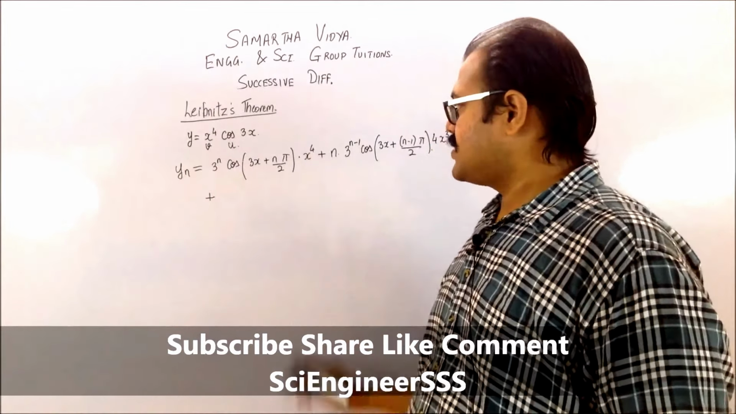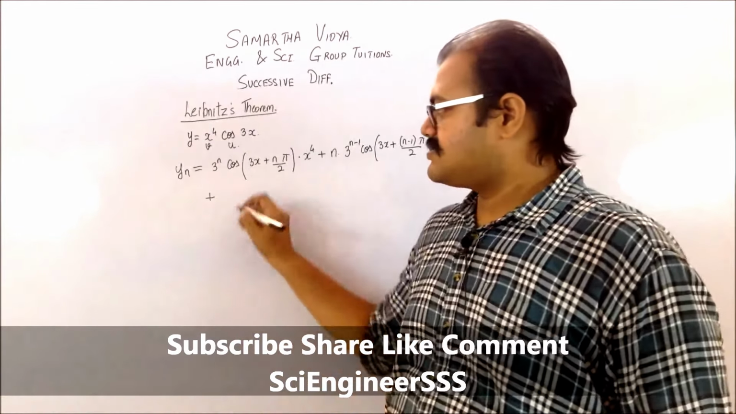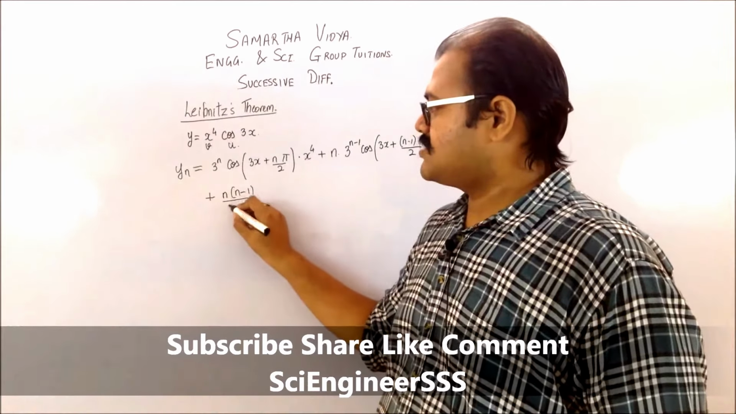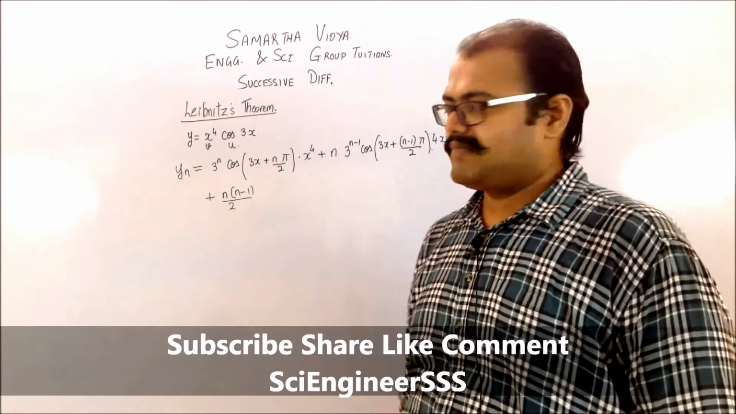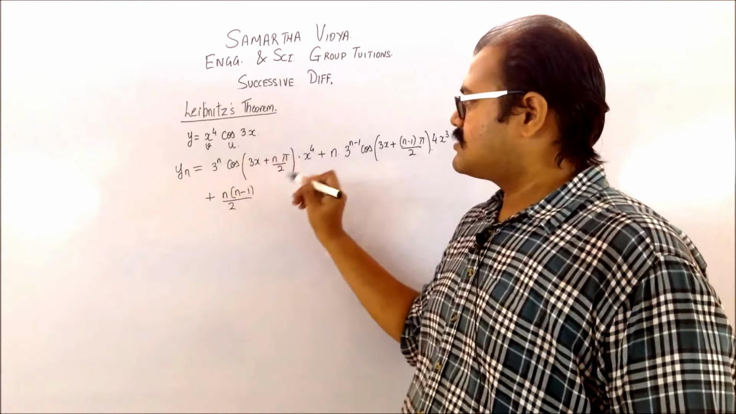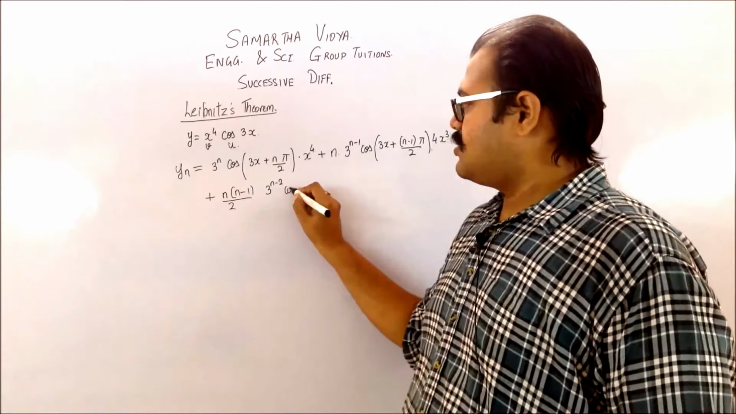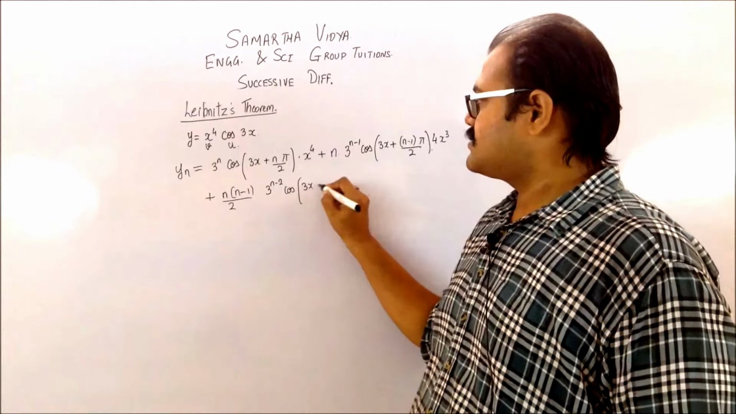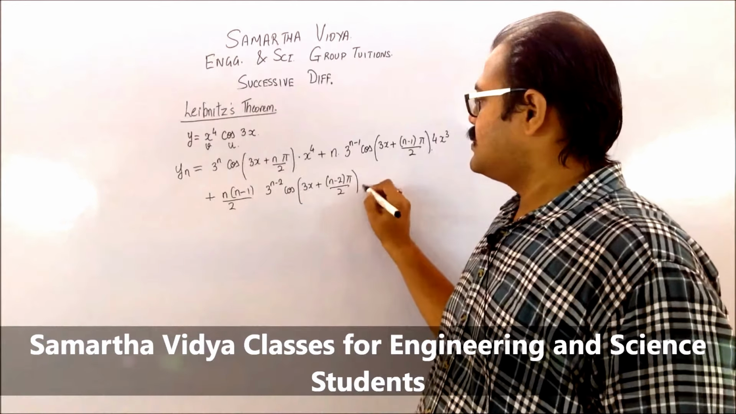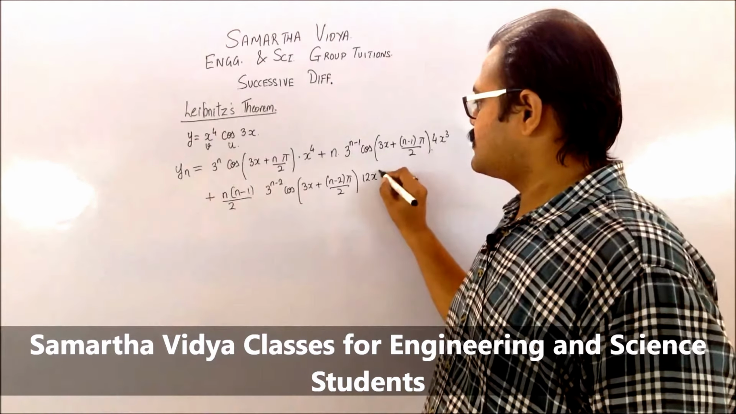Going to the next term, you are having the n minus 2 derivative into nC2, so that comes out to be n into (n minus 1) by 2 into the n minus 2 derivative of cos 3x. So that's going to be 3 raised to n minus 2 cos of (3x plus (n minus 2) pi by 2) into the next derivative of this. So that's going to be 12x square.